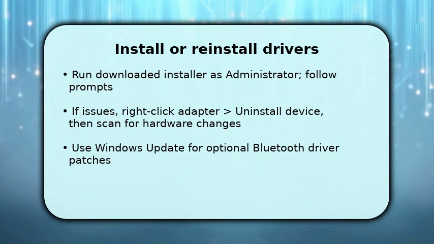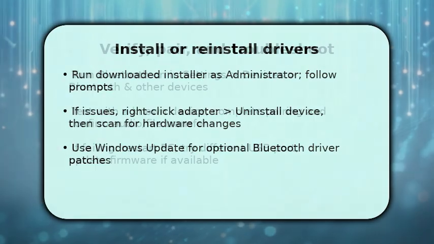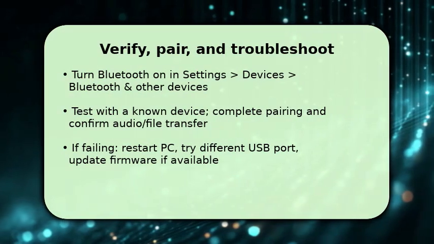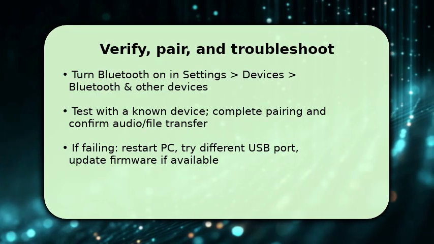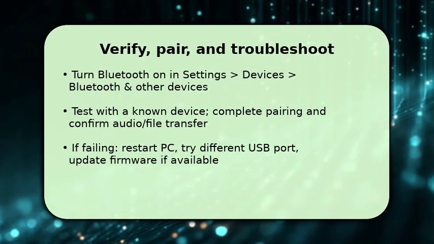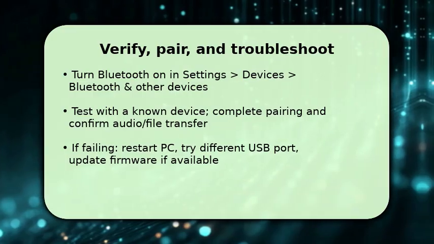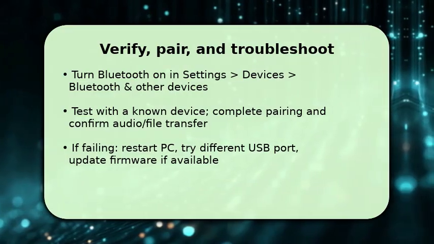Finish by enabling Bluetooth in settings and pairing a known device to verify functionality. Put the peripheral in pairing mode, click Add Bluetooth or other device, and complete the pairing flow. Test audio or file transfer so you confirm two-way operation.